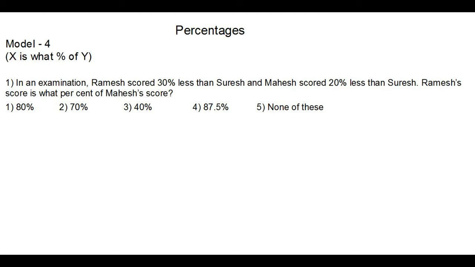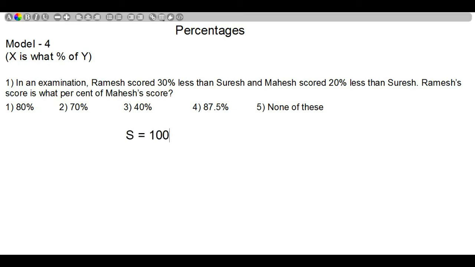Now, the question says Ramesh scored 30% less than Suresh and Mahesh scored 20% less than Suresh. In no way have the marks of Ramesh, Mahesh or Suresh been specified. So what we can do here is assume that Suresh's score is equivalent to 100%. Why? Because we are comparing Ramesh's score and Mahesh's score with Suresh's score, so let us take the reference, Suresh's score, as 100%. Now as it says, Ramesh scored 30% less than Suresh, so Ramesh's score should be 100% minus 30%, which is equal to 70%.